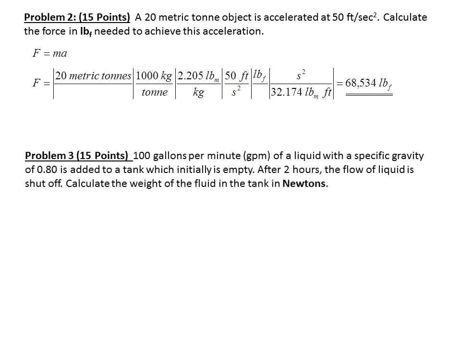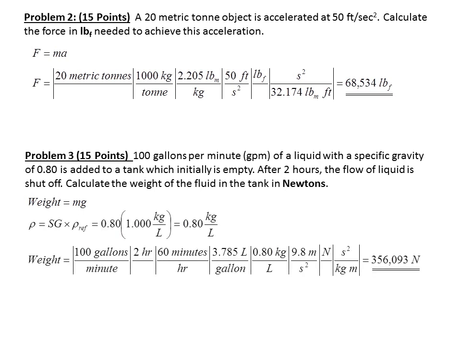Problem 3, we have 100 gallons per minute of a liquid flowing into a tank for 2 hours. And we want to know what the weight of the fluid in the tank would be in units of newtons. Well, weight is just the mass times acceleration of gravity. And the density of our fluid is its specific gravity times the reference density. So that will be 0.8. And a convenient unit in this particular problem for the density of water would be 1 kilogram per liter. So our fluid has a density of 0.8 kilograms per liter.